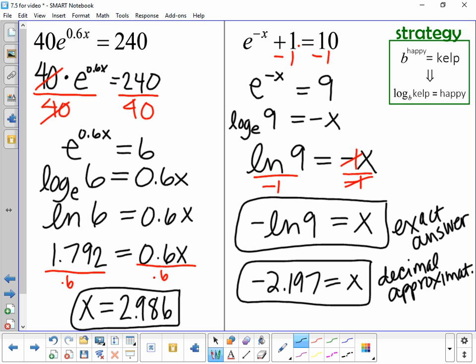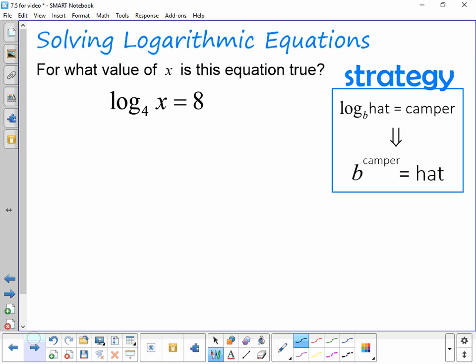Okay, so that's it for our exponential equations. We also can solve logarithmic equations. So we're going to look at some log equations now. So our first question is, for what value of x is this equation true? Log base 4 of x is equal to 8. The strategy we're going to use as we solve log equations is that we're going to rewrite them as exponentials. So we have something that looks like this. If we turn it into an equation that looks like this, an exponential equation, then we can easily solve it.